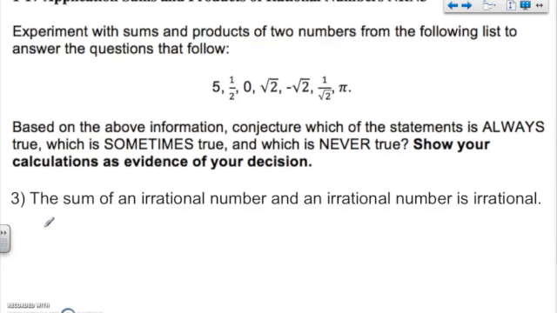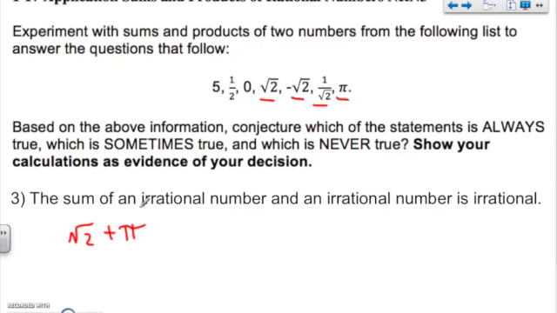So let's just focus first to see if we can find one that is true. So we're looking at the sum of an irrational number and an irrational number. So we want to look at our numbers that are irrational. So let's focus in on these numbers here. So to start out with, let's just try the square root of 2 plus pi. Now, I want you to just go ahead into your calculator and try the square root of 2 plus pi. And there should be a pi key on your calculator. If you need help finding it, let us know.